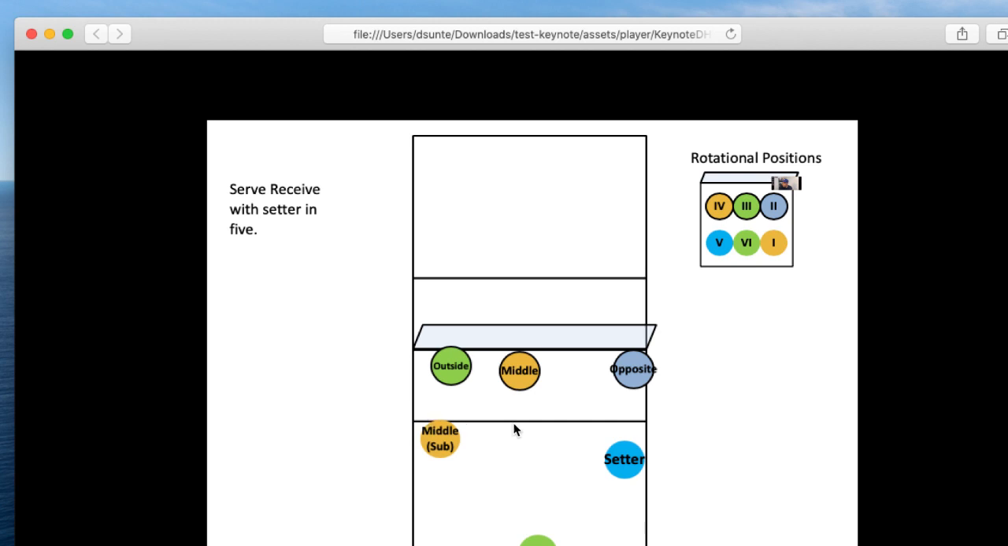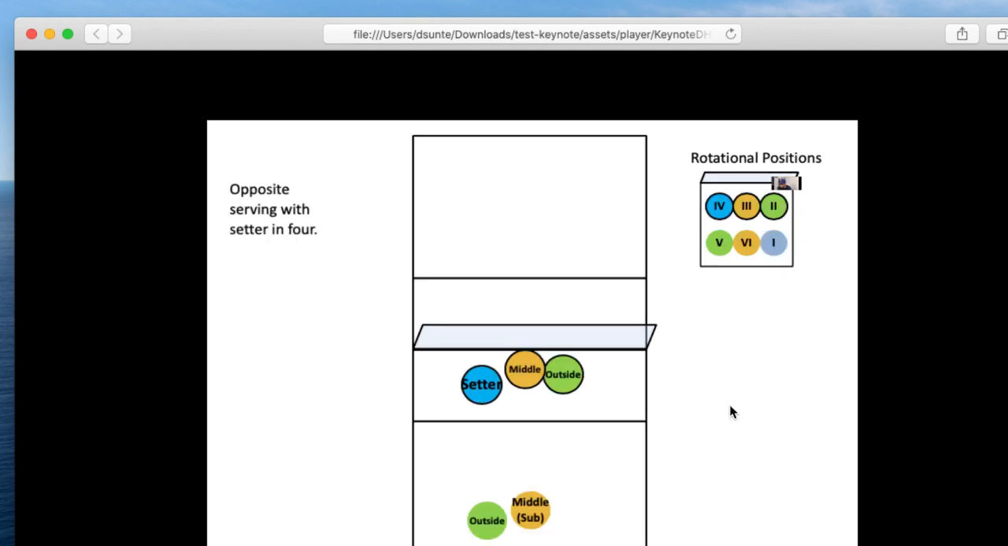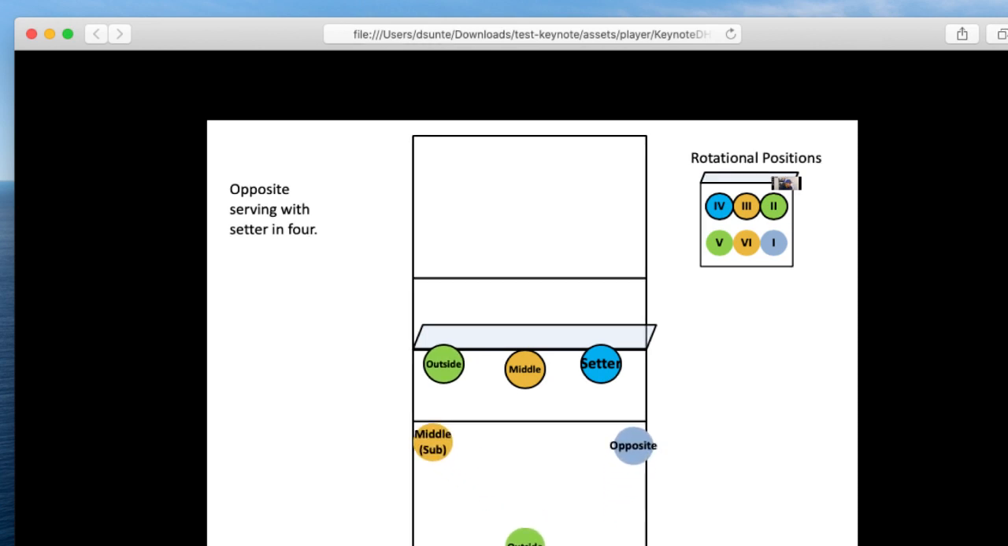All right. Now, next rotation 4, is basically the setter now is in the front row. Okay, the opposite is serving. In this case, opposite the setter. After they serve, opposite goes to the right side in the back row. They may be subbed in by a DS or somebody along those lines. The middle actually goes through and now subs. You see the middle sub is a libero in this case on the outside.